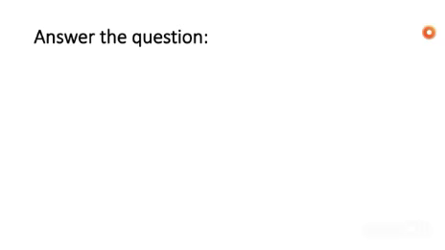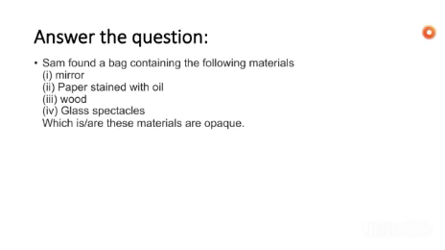Now you have to answer these questions along with me, okay? You have to guess, think on that. The first question is, Sam found a bag containing the following materials. The materials are as follows: mirror, paper stained with oil, wood, glass spectacles. Now I have given you 4 options. From these, which are the materials that are opaque? Pick out any one material which is opaque from above. So can you tell Sam which one is the opaque substance? So the answer is wood. Yes, wood is the opaque substance as the light cannot pass through a wooden substance.